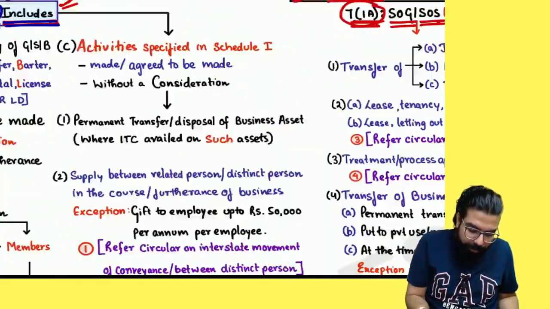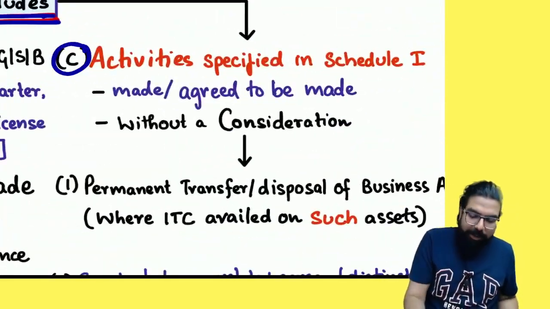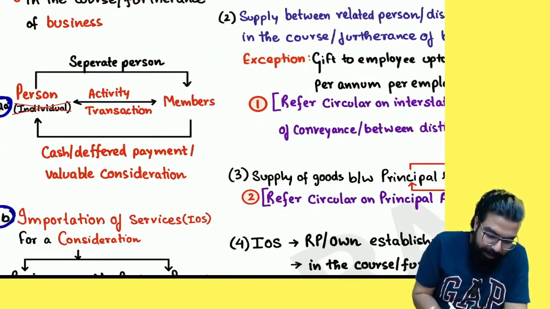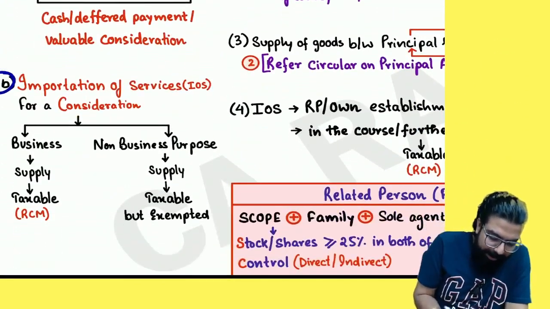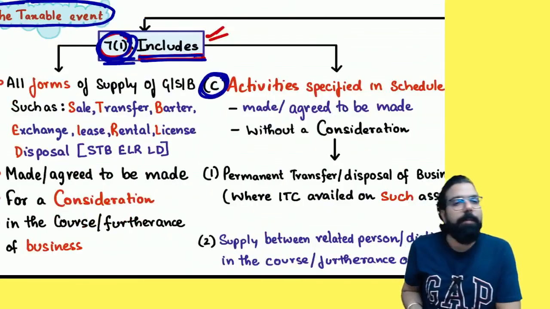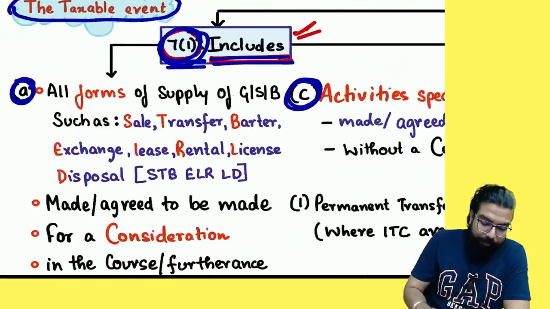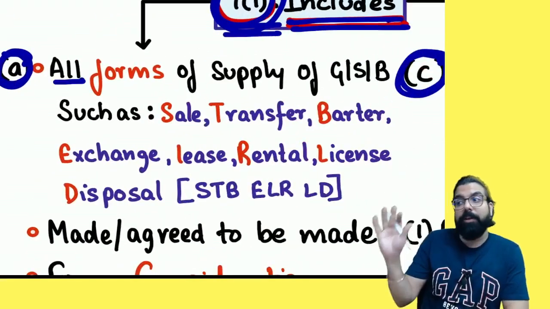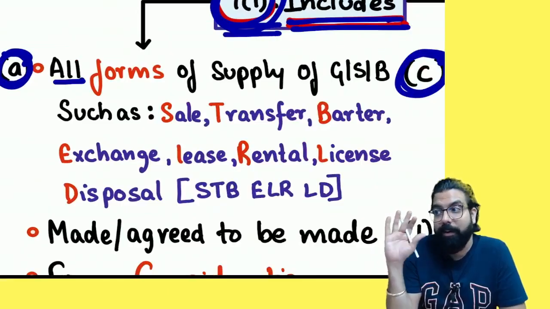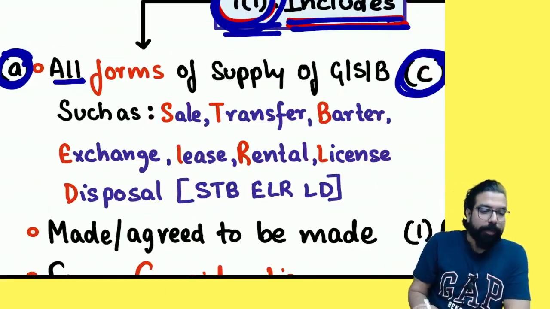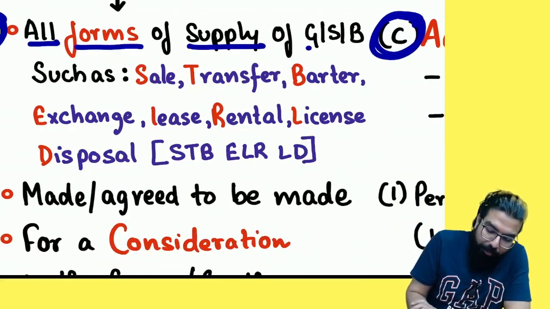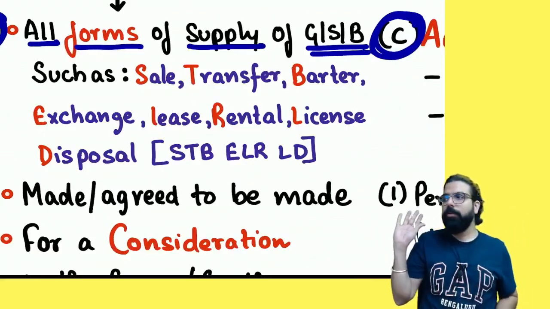Then, section number 7.1, C. So, can you tell me section number 7.1 has what, everyone? A, B, C. People, listen carefully now. Section number 7.1A says, all people, what are the things that will be included in supply? They are telling what are the things that will be included. It says, all forms of supply of goods, services, or both.